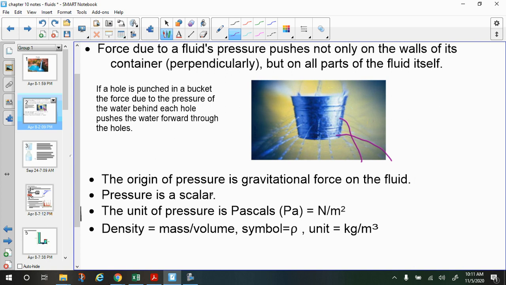Pressure is a scalar, like I said. The unit of pressure, the SI unit, is the pascal, which is a newton per meter squared. And then we also are going to be using density. Density is mass divided by volume. You should already know that.